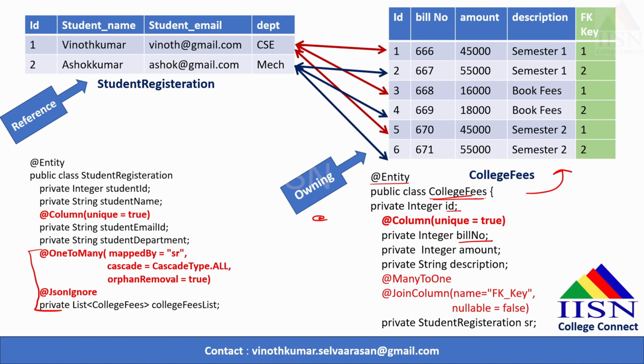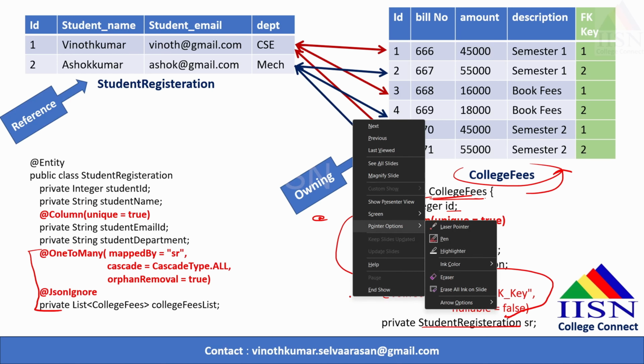Here we are going to map this particular entity, college fees, with this particular table. How are we going to do the mapping? Here you see we are going to use @ManyToOne. That is, many college fees are going to be mapped to another entity called student registration. The many maps to this, and the one maps to the student registration.